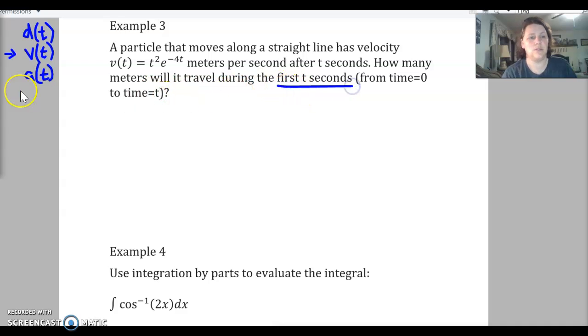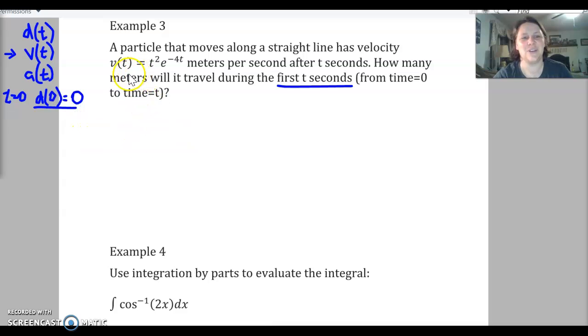Well, we are going to assume that at time equals 0, this particle at d of 0 has traveled a distance of 0. So at t equals 0, the distance traveled is 0 also. We're going to use that later on to find our c value.